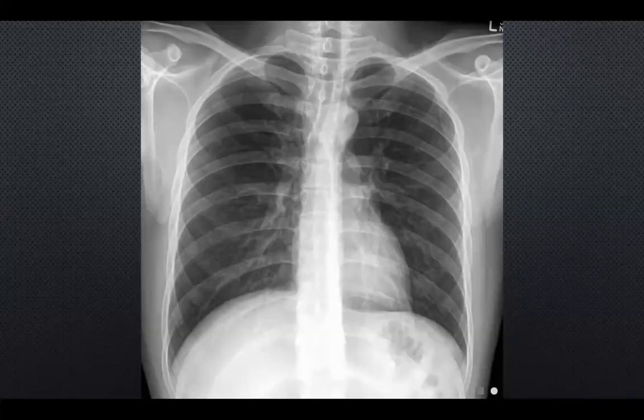So does anybody want to present this chest X-ray for us? Just in the kind of way that I've described, so RIP, ABCDE. Does anyone want to have a go?